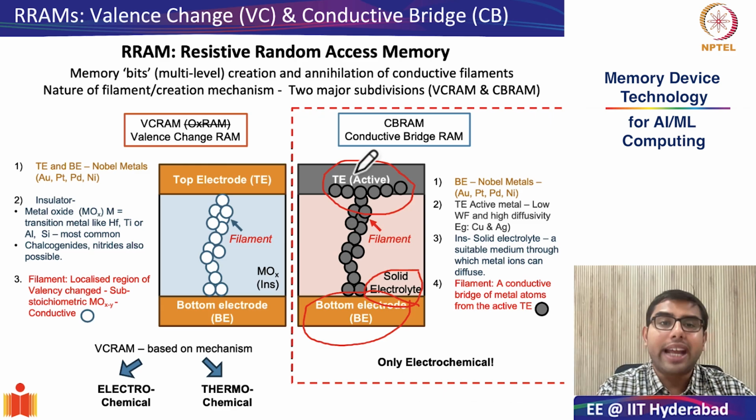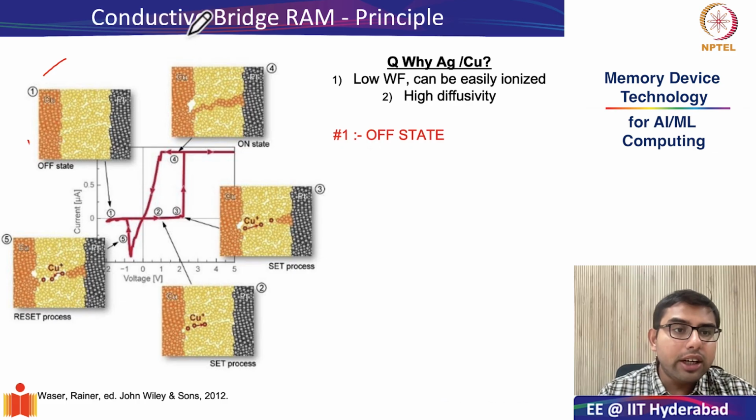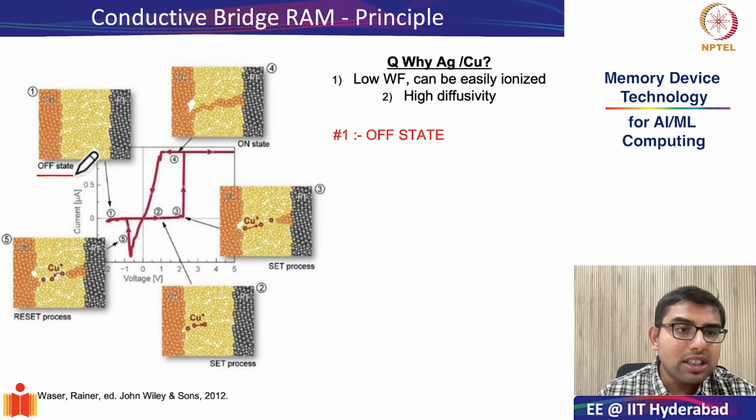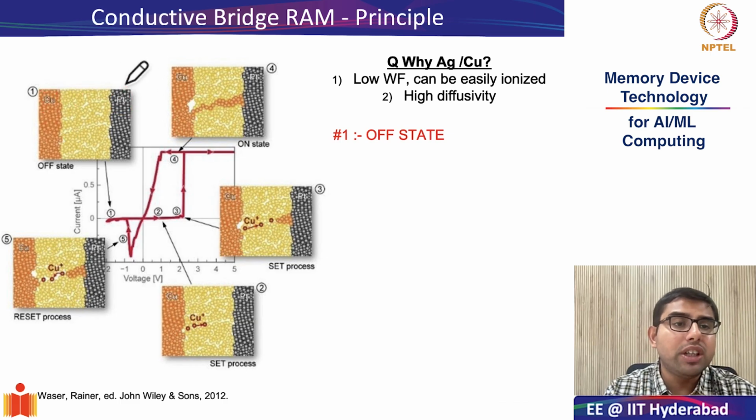Let's see in the next slide. So let us consider first the pristine state of a conductive bridge RAM. And as we can see, in the off state or the pristine state, you had a copper top electrode, you had a solid electrolyte, and you had a platinum based bottom electrode which is inert.